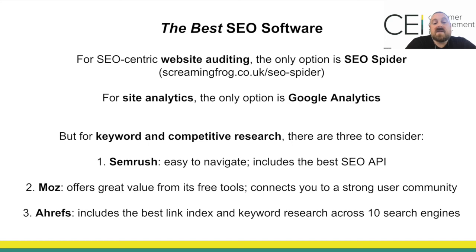To create content based on what your user personas are searching online, invest in an SEO tool. There's SEMrush, the first tool I fell in love with, which is easy to navigate, built for competitive and keyword research, and offers the best SEO API. There's Moz, which provides great value from its free tools, includes a free Chrome plugin for on-site and on-SERP analysis, and connects you to a strong user community. And finally, there's Ahrefs, which includes by far the best link index, a free Chrome extension toolbar, and the ability to perform keyword research across 10 search engines. If you can afford it, go with SEMrush or Ahrefs. If you're sticking to free versions, Moz is your best option.